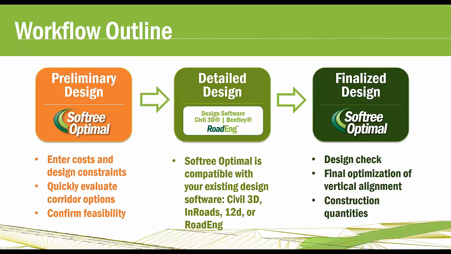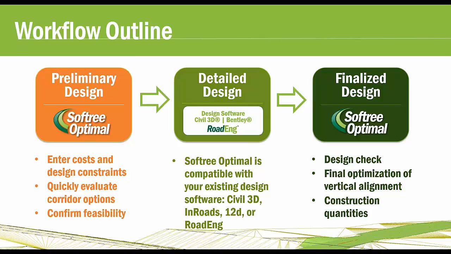Using Softree Optimal has benefits both at the beginning and at the end of the design process. It can be used for feasibility checking at the preliminary design stage. It can also be used for quantitatively comparing multiple design variables at this stage to determine the lowest cost options before getting into detailed design. An example of this would be comparing multiple horizontal alignment options based on cost. Then your detailed design can be done in whatever program you are using.